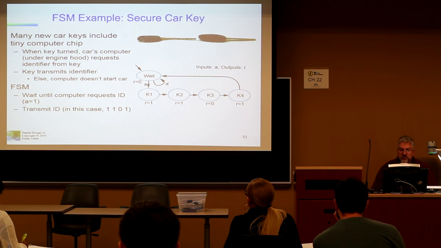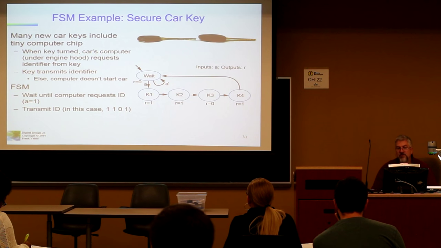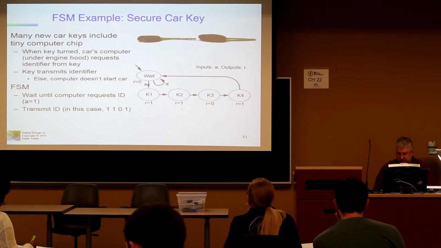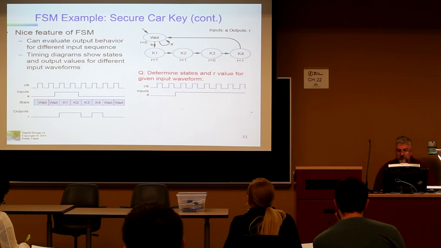By the way, if you don't press, you just sit here in the wait state. And so in this case, you're going to transmit 1101. And if it's not acceptable, or this is just the sending of it, right? At the other side, which is reading this, it will be something a little bit different. So this is another state machine, another example. Now, keep in mind that our input is A, our output is R.